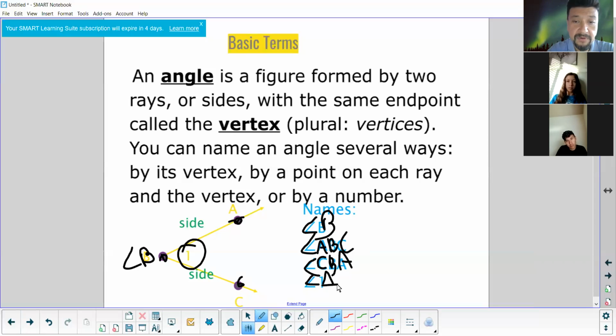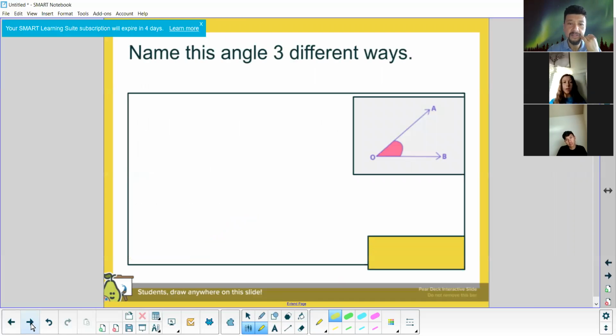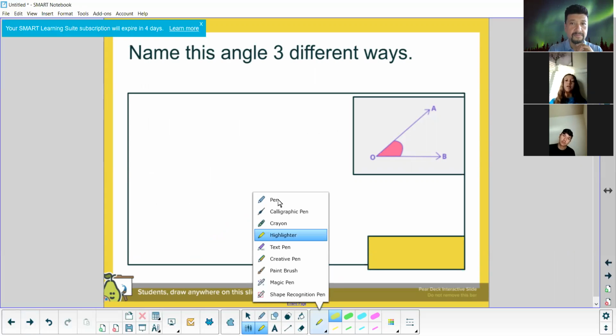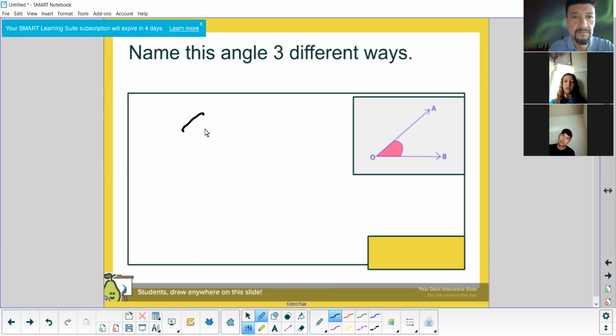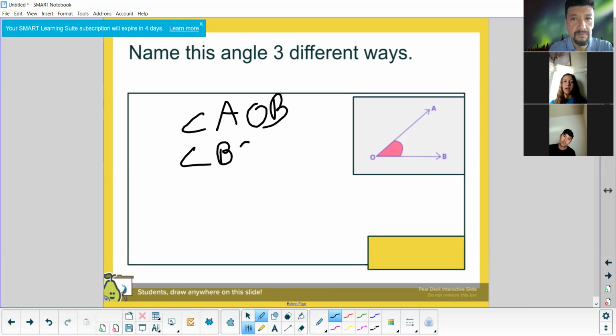Now, the thing that's very important here is that on the middle ones, notice how I highlighted the B's, that the vertex does stay in the middle when named by the 3 points. So you can't put it at the front or at the end. Okay, so Celeste, go ahead and give me 3 different ways to name this angle. Angle AOB. Okay. Angle BOA. Okay. And angle O. Excellent. Yeah, so those are 3 different ways.